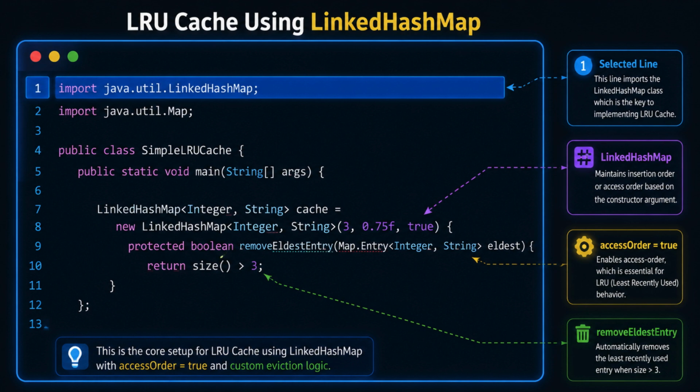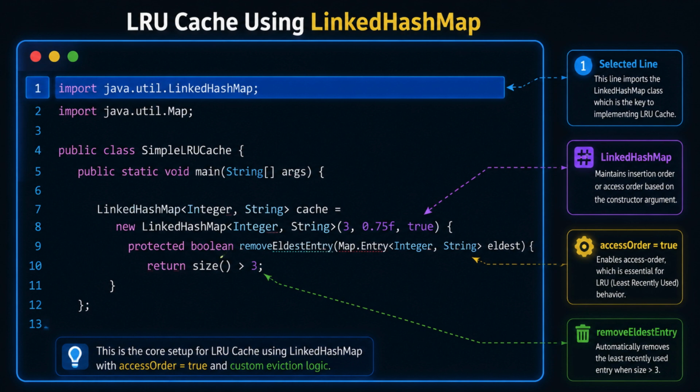Inside this I'm going to create one method, removeEldestEntry. I'm going to keep this method protected, and the return type is boolean, so protected boolean removeEldestEntry. Inside the method argument I'm keeping Map.Entry<Integer, String> eldest. Inside this method, simply my logic is return size() > 3. Okay, I'm done with my logic.